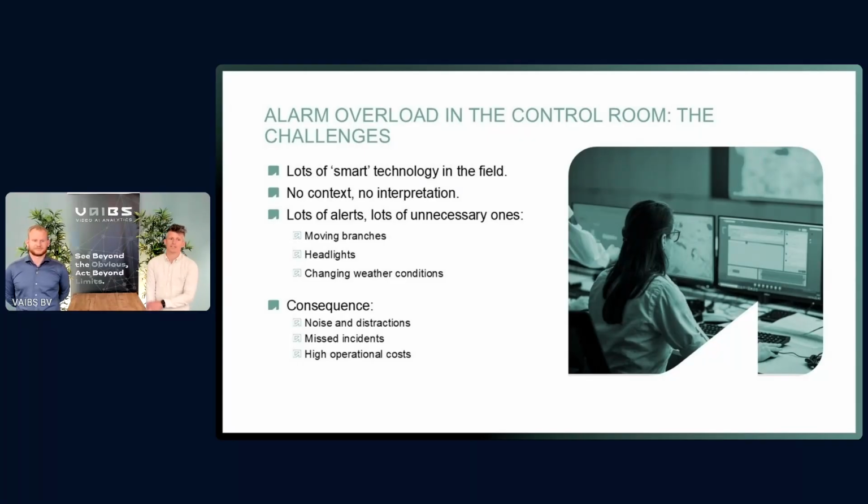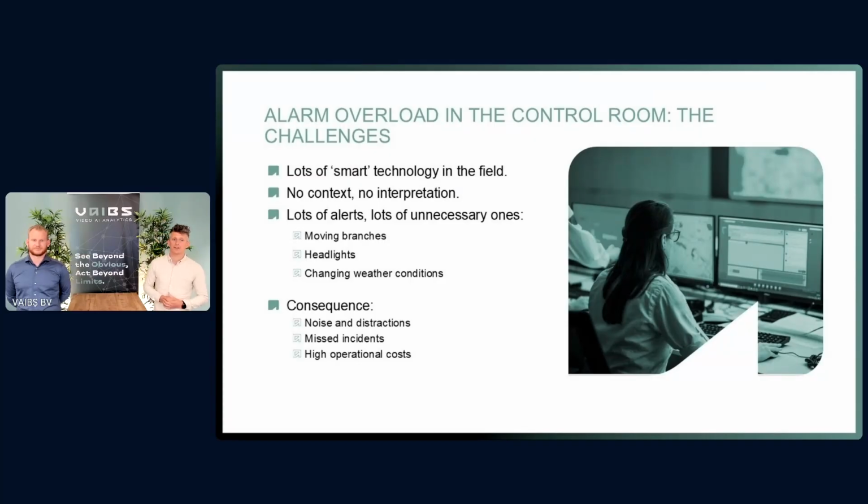And the problem is that a lot of smart technology used in the field cannot interpret what really happens, and there's no context of what is happening. So that generates a lot of unnecessary alerts by moving branches, by headlights from passing cars, or by changing weather conditions like the sun, fog, rain, or maybe shadow.